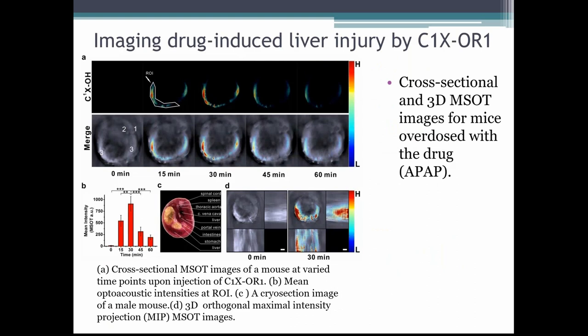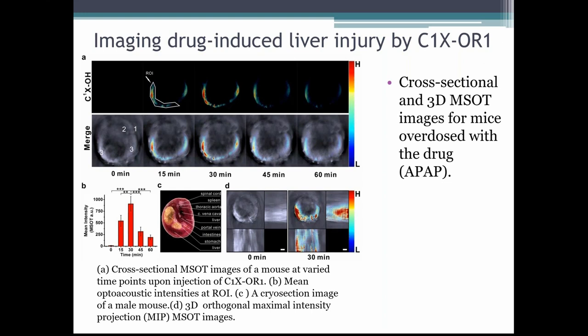Then we use a commonly used clinical drug, N-acetyl-para-aminophenol, APAP, to induce liver injury in mice. The figure on the top left-hand side shows the cross-sectional images of the mice. The upper panel represents the images of the activated probe 1, while the lower panel represents the overlay of the signal of the activated probe 1 with a single wavelength image as an anatomical reference. In these figures, number 1 represents the spinal cord, 2 represents the aorta, and 3 represents the liver.